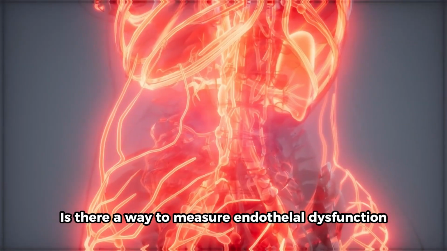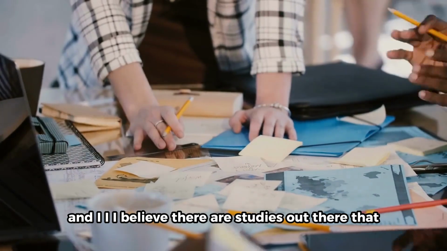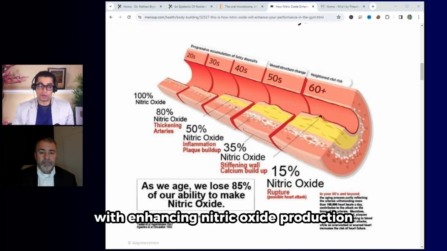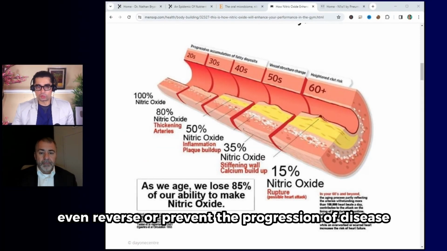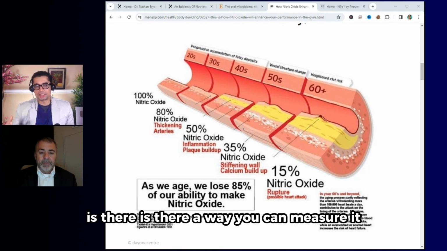Is there a way to measure endothelial dysfunction? And I believe there are studies out there that with enhancing nitric oxide production, you can potentially even reverse or prevent the progression of disease. That's right. But how do we actually measure it? Is there a way you can measure it?